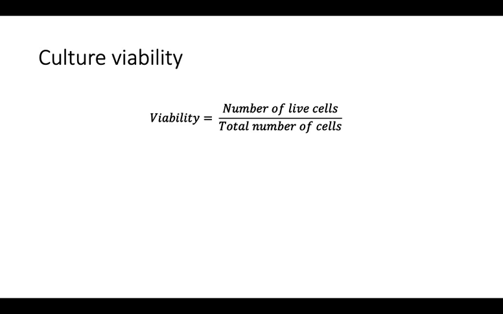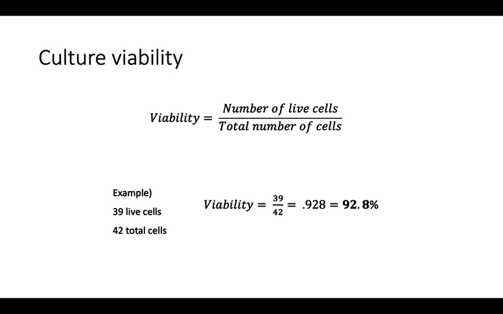When we talk about culture viability, remember it's a quantitative assay, so viability we get as a percentage, and it's just the number of living cells, those white ones, divided by the total number of cells, the living plus dead. So you can imagine an example of 39 live cells, 42 total cells, and the viability would give us 0.928 or 92%. And this is good. We're looking for something above about 80% viability, and that's when we know that our culture is doing pretty well.